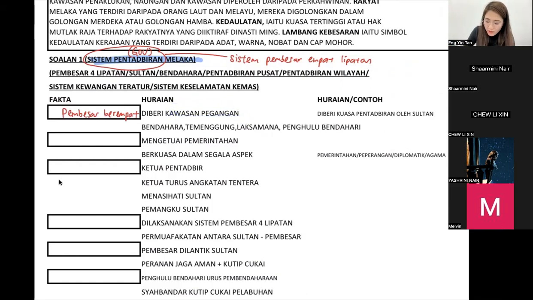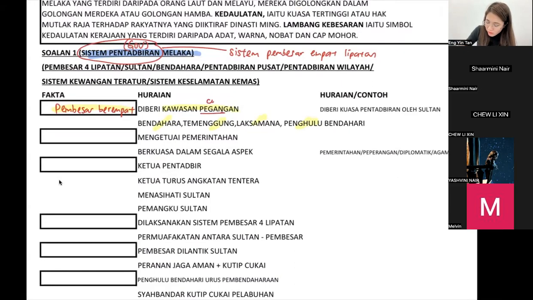So who are the 4 main leaders? Pembesar berempat: Bendahara, Temenggung, Laksamana, Penghulu Bendahari. And diberi kawasan pegangan. Pegangan means you control. You have the power to control. Pegangan dekat sini. Pembesar berempat. Boleh faham?